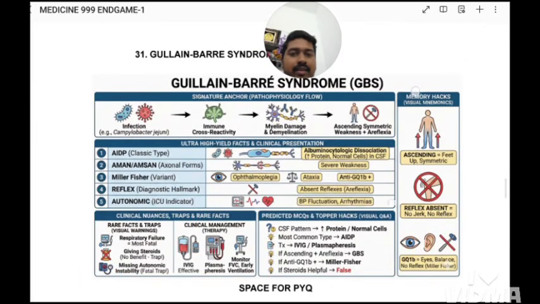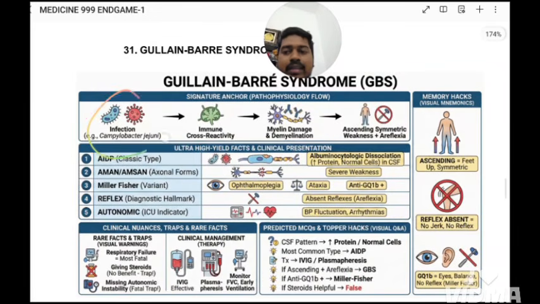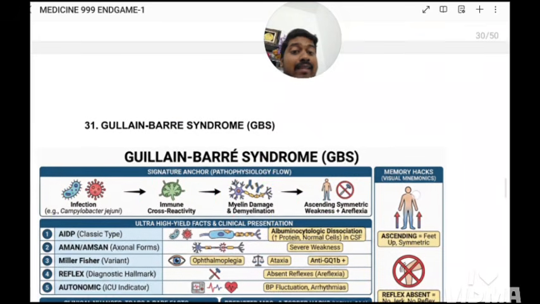Next, we'll go to Guillain-Barré syndrome. Okay, so what is the most common cause? It is infection only. Infection leading to immune reactions and then causing myelin damage. And then we have the very important classic feature, that is ascending symmetric weakness.